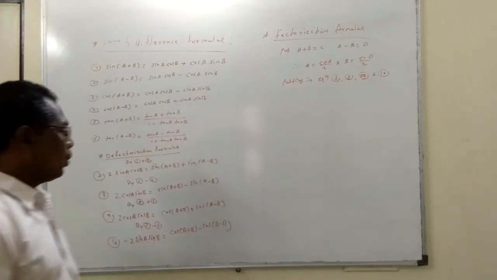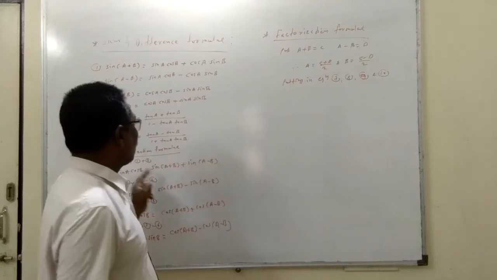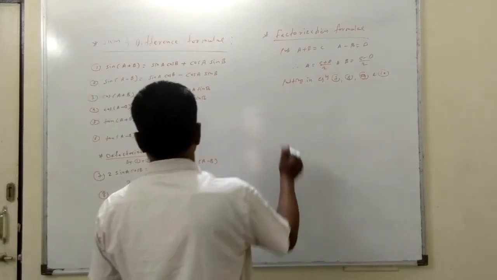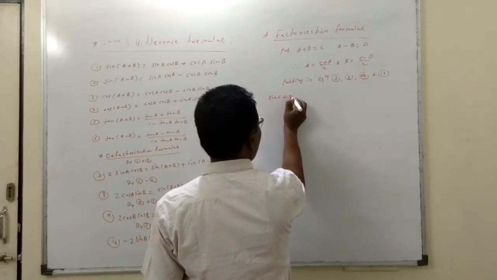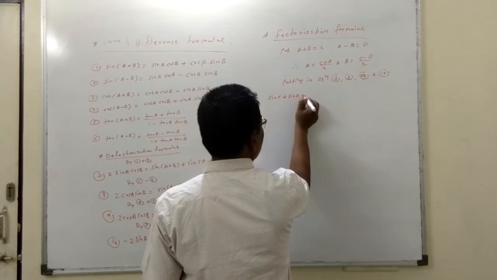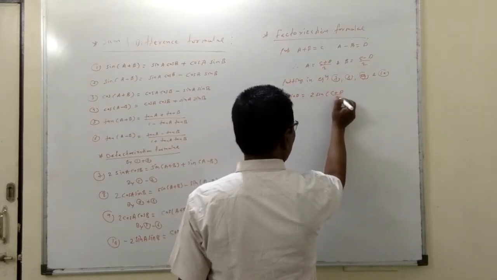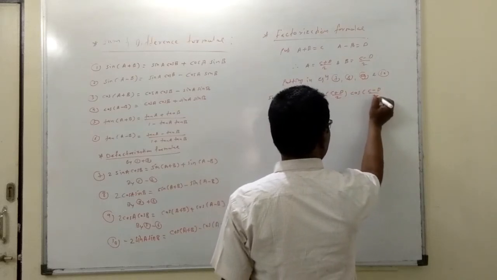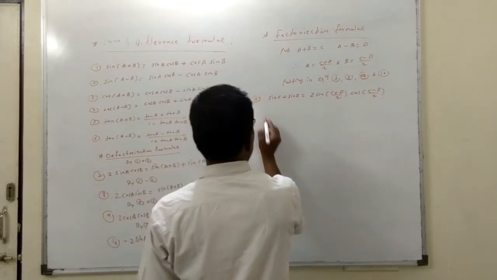So A plus B is equal to C and A minus B is equal to D. So here addition is converted into the product. In the defactorization we are converting product into addition. So sin C plus sin D is equal to 2 sin((C plus D) by 2) into cos((C minus D) by 2). So this is the 11th formula we are getting.